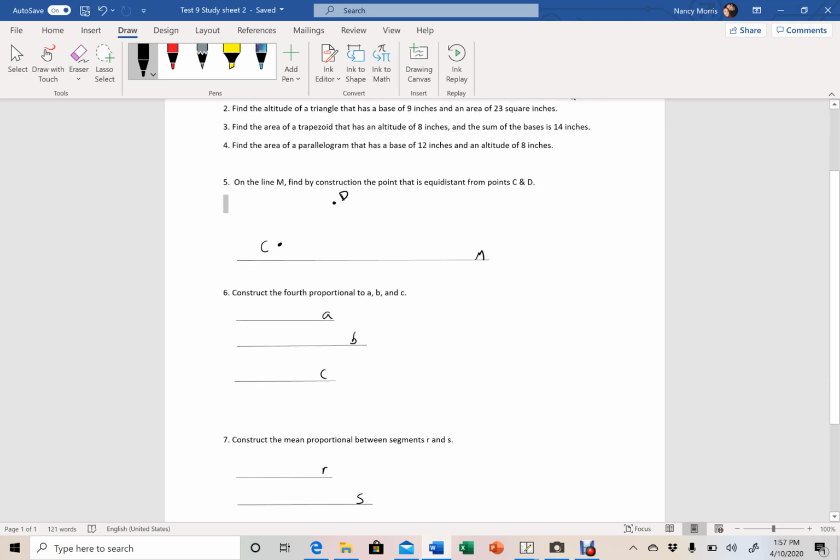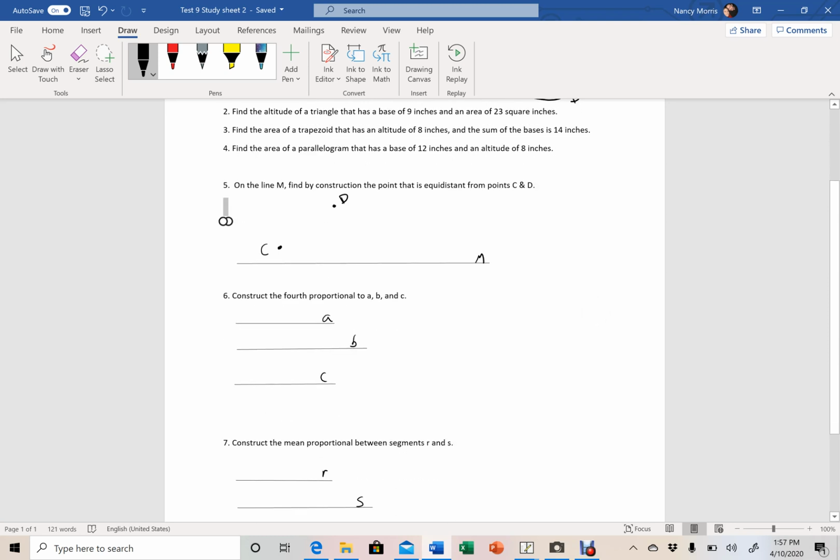And then on 5, 6, and 7, these are the constructions that we'll have, okay? Number 5 on line M, find by construction the point that is equal distance from points C and D. Well, how would I figure this out? I need to find the midpoint between these 2 points.